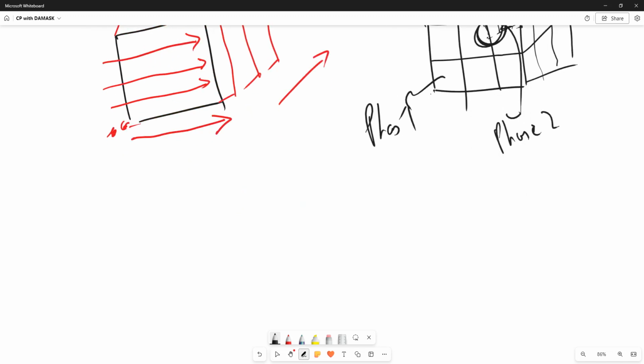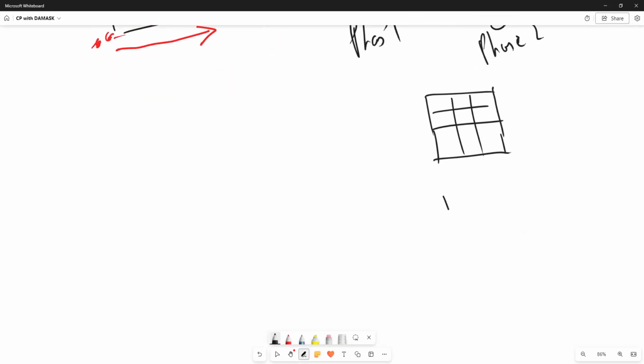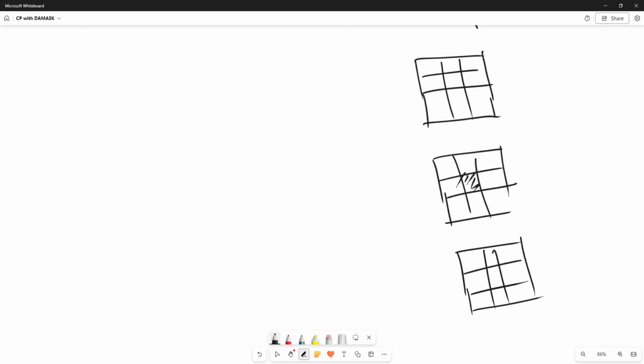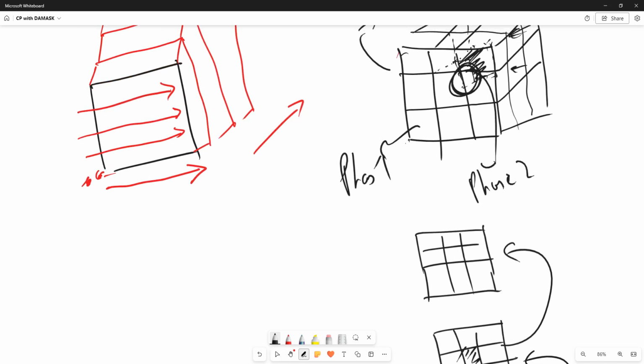So if I draw this here, if I break it down into three layers, the top layer looks like this. The second layer looks like this. This is the block that I was talking about. And then the third layer looks like this. And if I put this at the back of this, and I put this at the back of this, I will have this.